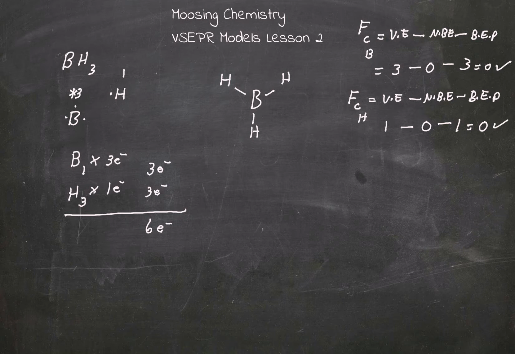Now, what kind of VSEPR model is it? Our core atom we label as A, and our wraparound atoms get X's. And we have no unshared pair electrons left over, so this is called an AX3, which we call trigonal planar. The bond angles on the trigonal planar are all 120 degrees. So each of these angles is 120 degrees.